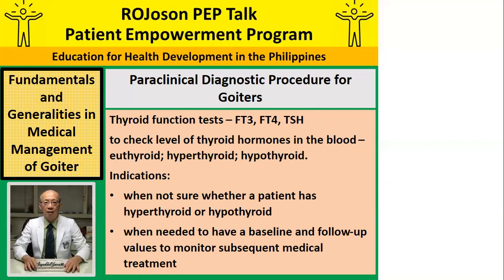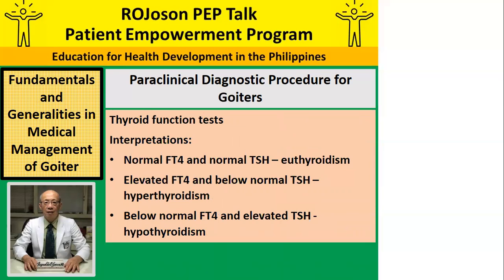Thyroid function tests, some examples, FT3, FT4, TSH, are used to check the levels of thyroid hormones in the blood. So one can end up with a euthyroid, meaning normal values, hyperthyroid, oversecretions of the thyroid hormones, and hypothyroid, undersecretions of the thyroid hormones. Indications for the thyroid function test: 1, when not sure whether a patient has hyperthyroid or hypothyroid. Number 2, when needed to have a baseline and follow-up values to monitor the subsequent medical treatment.